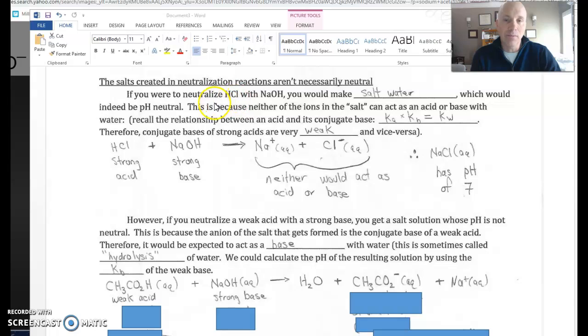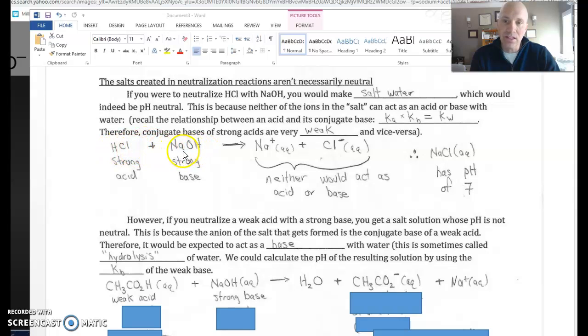So first of all, are there examples where you would have a completely pH neutral, or pH 7, solution when you're done with your neutralization? All right, the answer is yes. That's going to be the case whenever you neutralize a strong acid with a strong base, something like hydrochloric acid with sodium hydroxide. All right, and the reason for that has to do with what you have when you're done with the neutralization. So this would be the reaction right here.